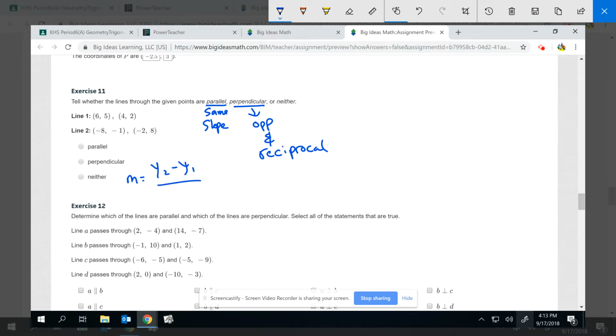y2 minus y1 over x2 minus x1, or just y minus y over x minus x. You can start wherever you want. If I start in the front and I do 5 minus 2, and then I have to start in the front here and I do 6 minus 4, that's going to give you a 3/2 slope. So that's the slope for line 1.